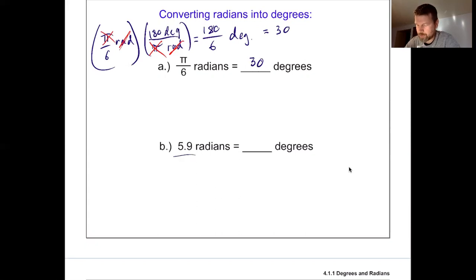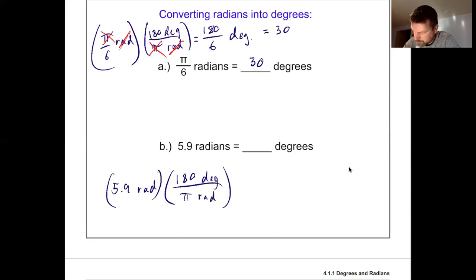All right, this one, 5.9 radians, it doesn't have that pi up there, so it's not going to be quite so nice and divide out. I've got 5.9 radians. Again, just multiply by that conversion factor, 180 degrees over pi radians, because that label, radians, is going to cancel out with that one. And then I've got an annoying one, 5.9 times 180 divided by pi. I'm just going to use my calculator for that. That is 338.045, approximately. I'm rounding here. The decimal goes on forever because, of course, pi is irrational.